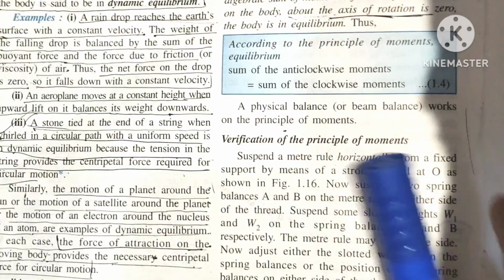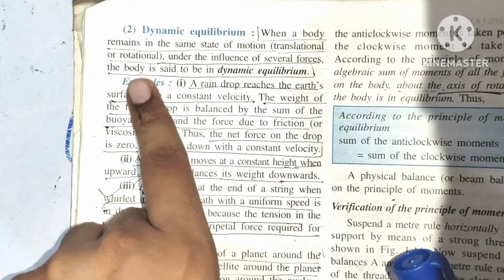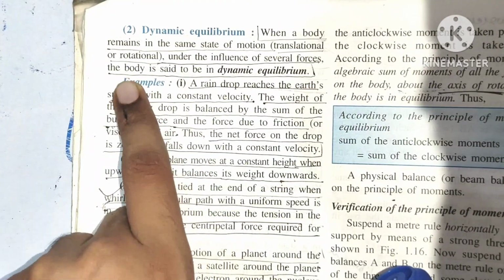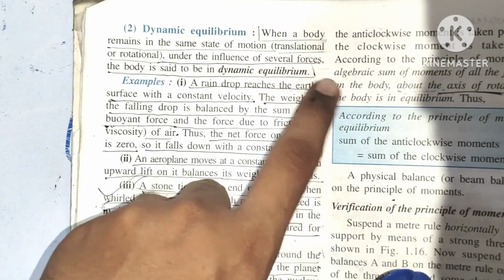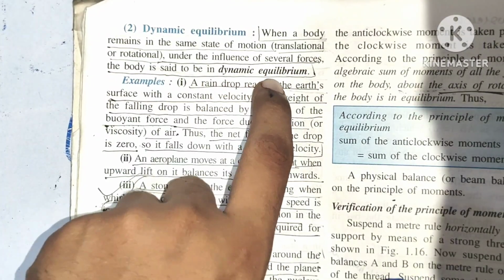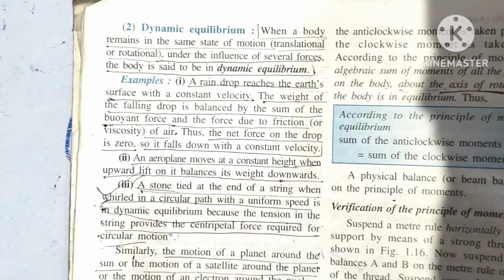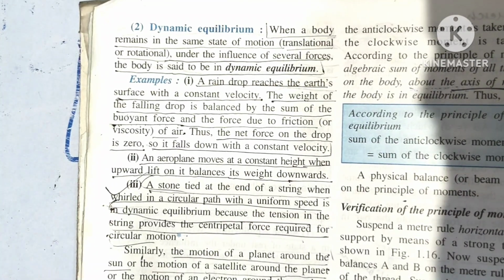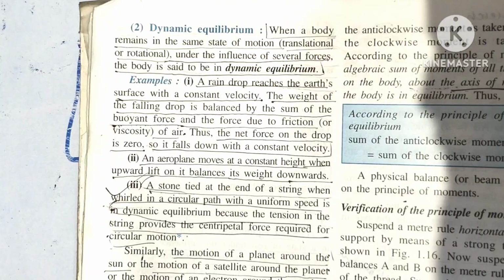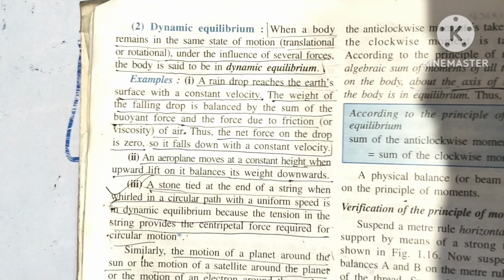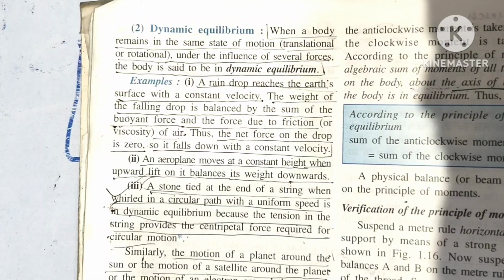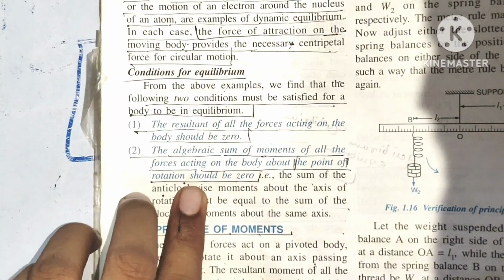When a body remains in the same state of motion, rotational or translational, under the influence of several forces, the body is said to be in dynamic equilibrium. So what is it saying? If our object or body is in motion, rotational motion or any motion, and it does not stop even when we apply forces, then it is in dynamic equilibrium.